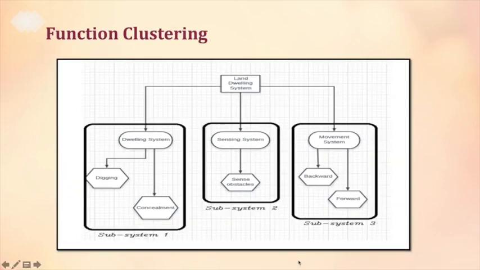Function cluster. There are three main subsystems in the function cluster. First is dwelling system. It should be able to move and cover itself in sand. Second is sensing system. It should be able to detect obstacles within 20 to 30 centimeters. Third is movement system. It should be able to move forward and backward.